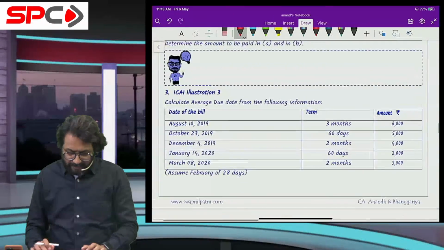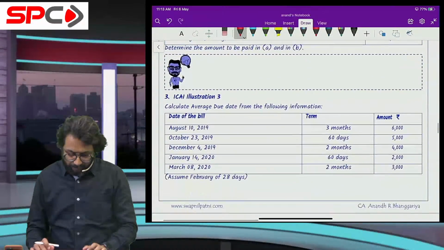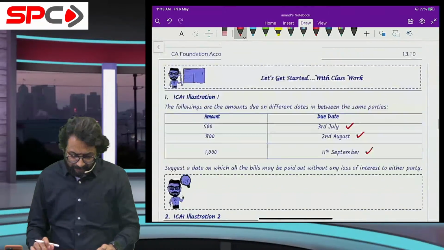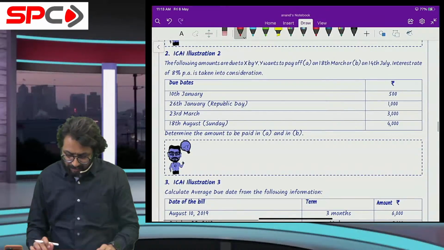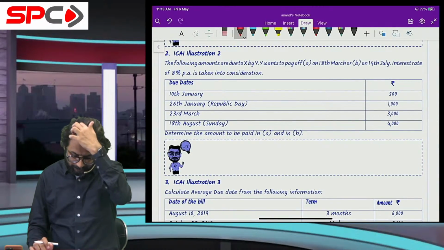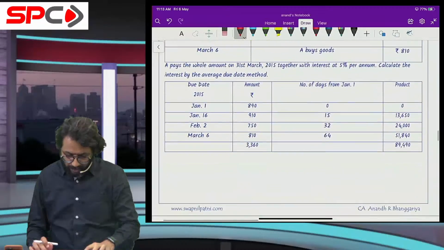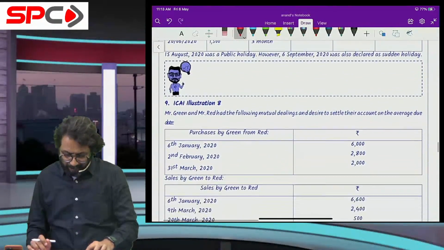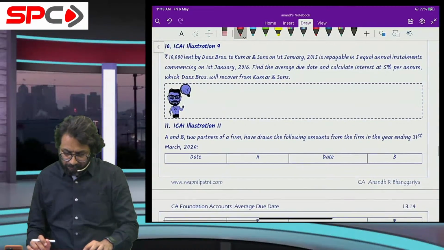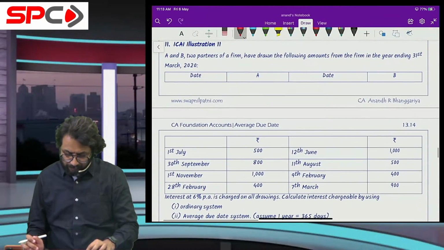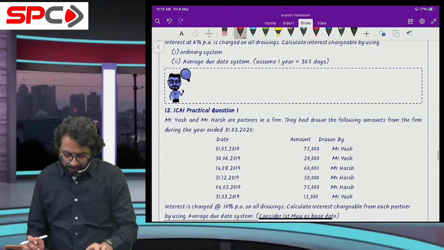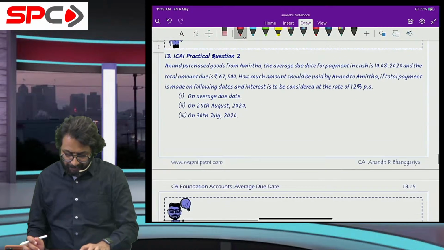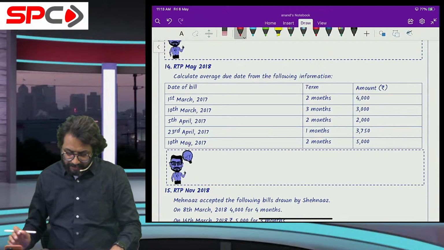Which questions did we do yesterday? 4 and 1 also we have done. So we have done 1, 4 and 6. This question is asked every time in the exam. Can we solve this question?